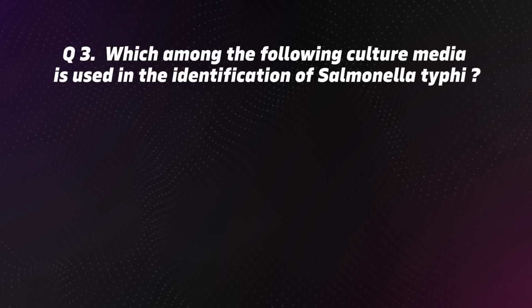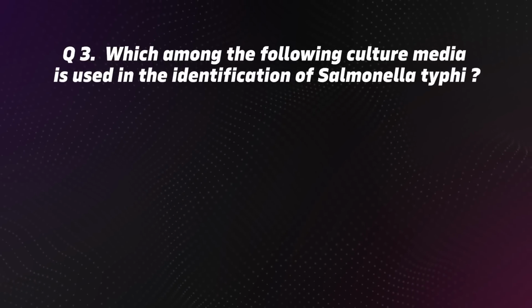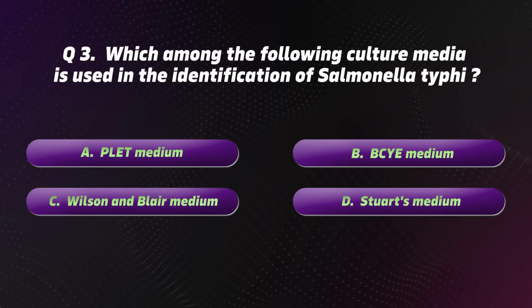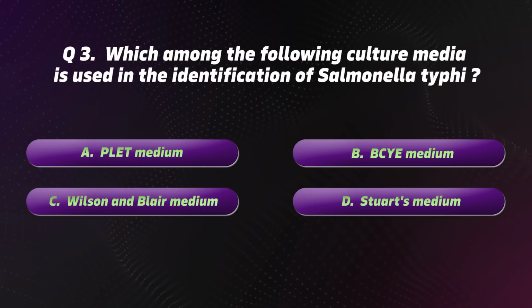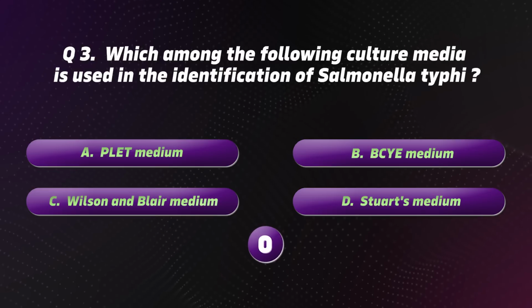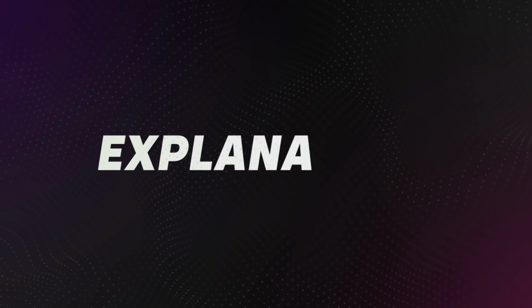Question 3. Which among the following culture media is used in the identification of Salmonella typhi? Here are the options. A. PLET medium. B. BCYE medium. C. Wilson and Blair medium. D. Stuart's medium. And the correct option is C. Wilson and Blair medium. Here is the explanation.